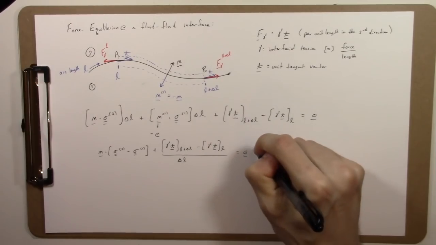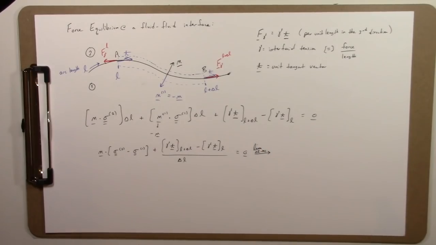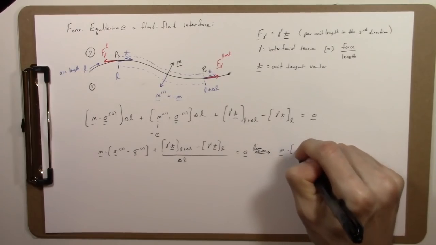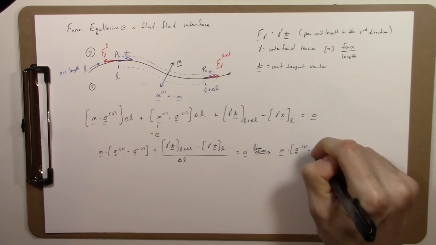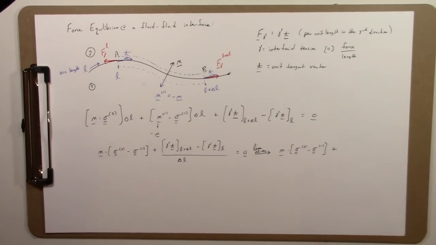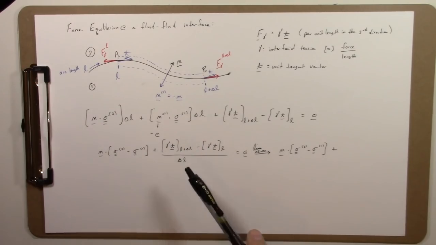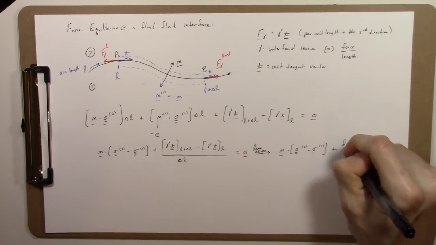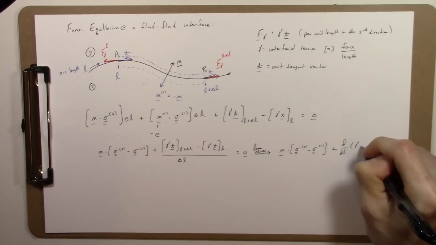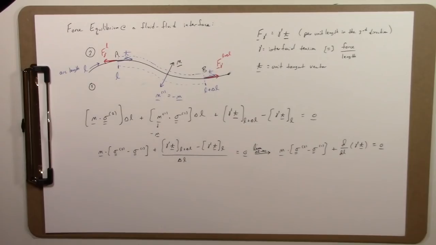We can take the limit as delta L goes to 0, and we find that N dot sigma of 2 minus sigma of 1 plus, in the limit that delta L goes to 0, this becomes the derivative of the product of the interfacial tension and the unit tangent vector. And it's the derivative with respect to arc length along the interface L of gamma times the unit tangent vector t is equal to 0.